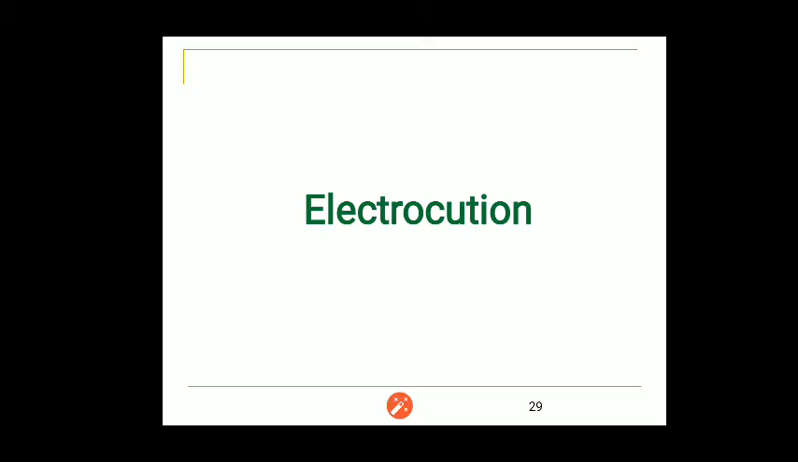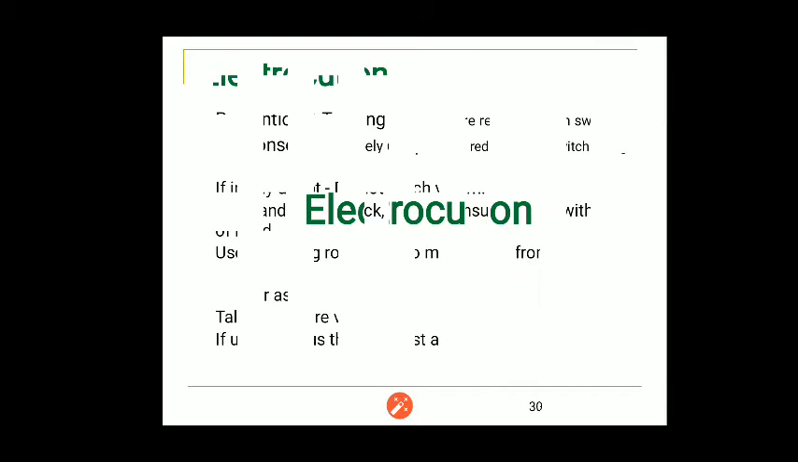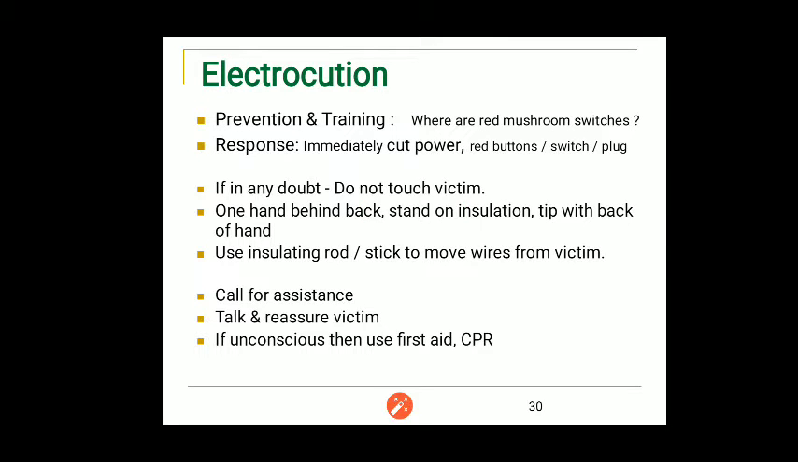First we will discuss electrocutions, meaning the electrical precautions to be carried out from the point of view of electrical safety and protection. We will discuss in detail what is meant by electrocution. Electrocution prevention and training: where are the red mushroom switches? Respond immediately, cut the power, and use the red buttons, switches or plugs.